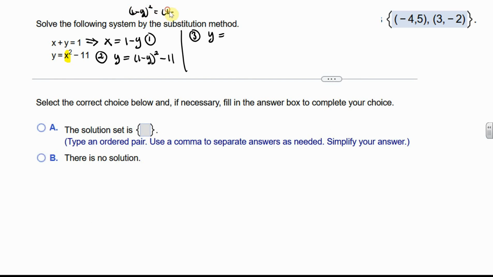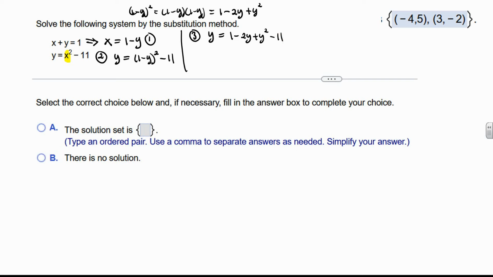You remember you have to FOIL that. 1 minus y times 1 minus y. So that's 1, first times first. Outer times outer is minus y. Inner times inner is minus y. So I get minus 2y. Last times last is plus y squared. So I have 1 minus 2y plus y squared. Then we have that minus 11 sitting over there.